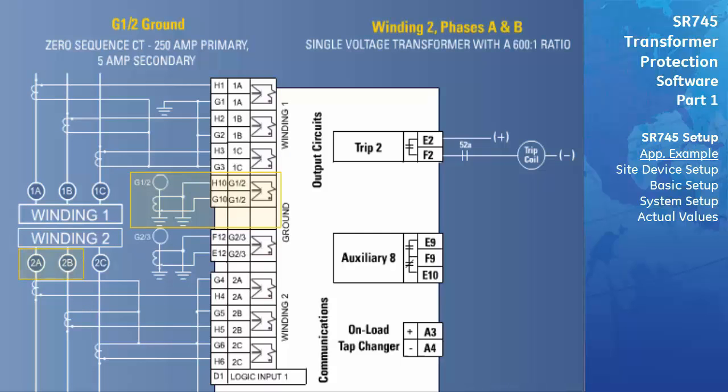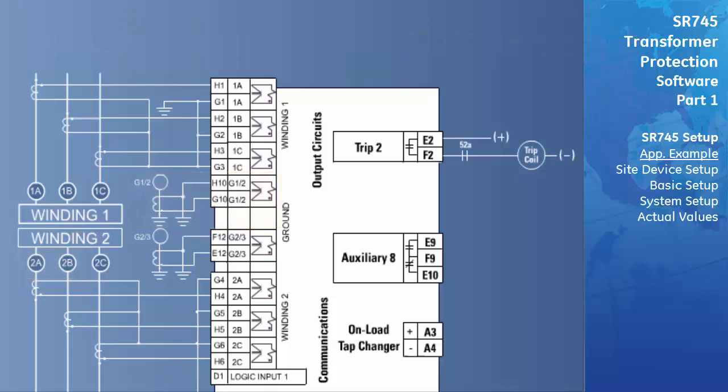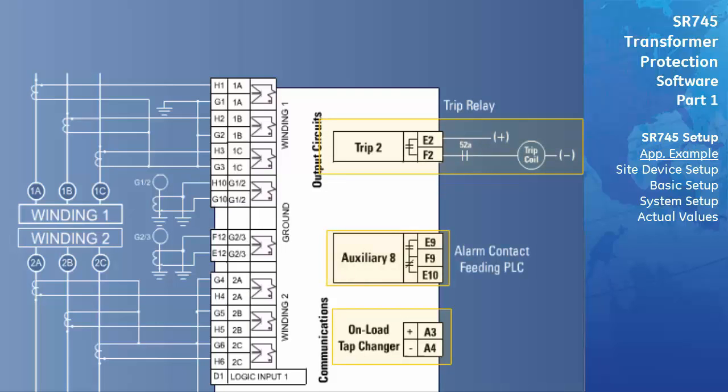A single voltage transformer will be connected across the winding 2 A and B phases with a ratio of 600 to 1. The on-load tap changer will be wired into terminals A3 and A4. The trip 2 output will be wired as our trip relay, while auxiliary 8 will be wired as an alarm contact, feeding our PLC. We will also use logic input 1 as a blocking signal for the percent differential element.